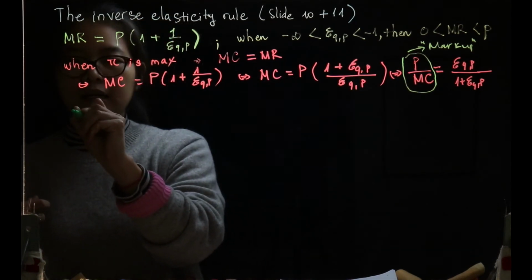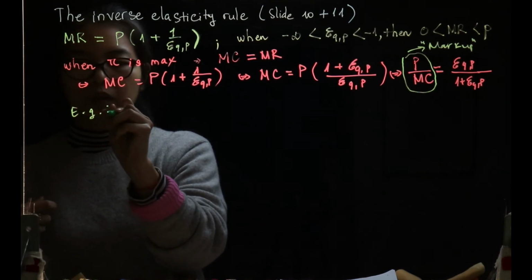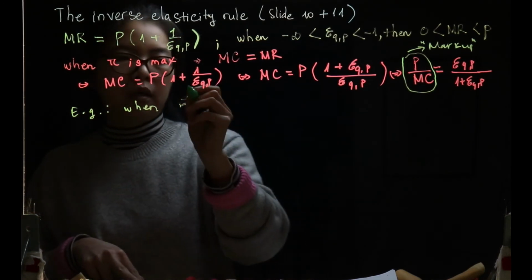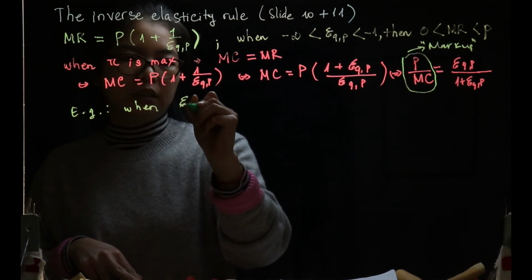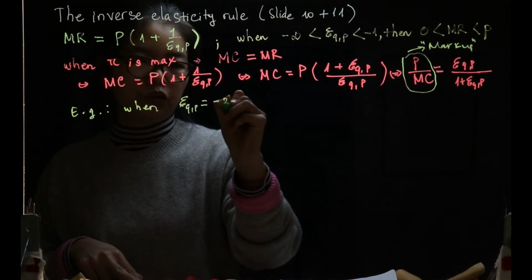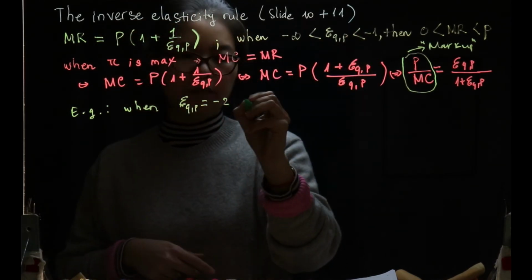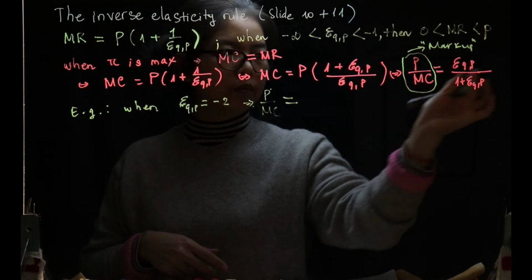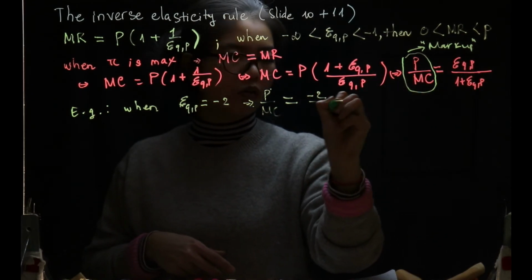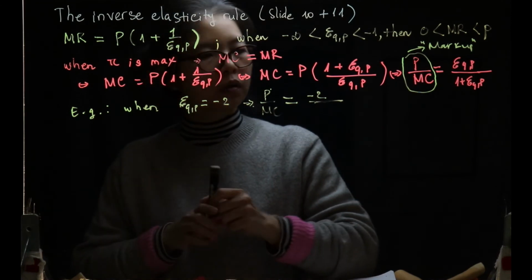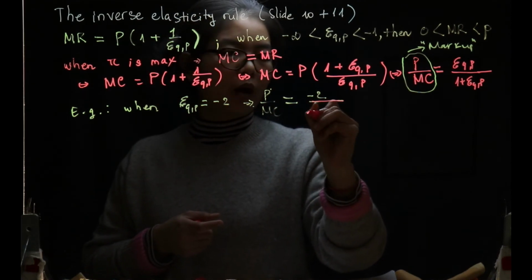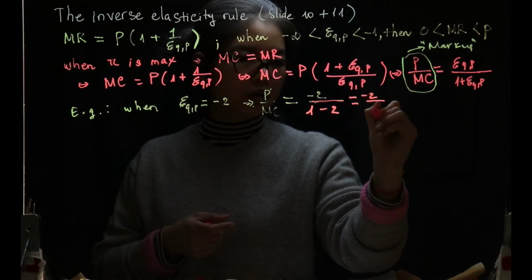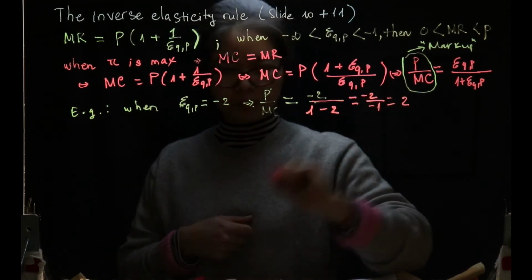Now, let's say, for example, when the elasticity of demand is -2, which is already smaller than -1, then the markup P over MC will be plugged in here: -2 over (1 minus 2). That is -2 over -1, which is 2.